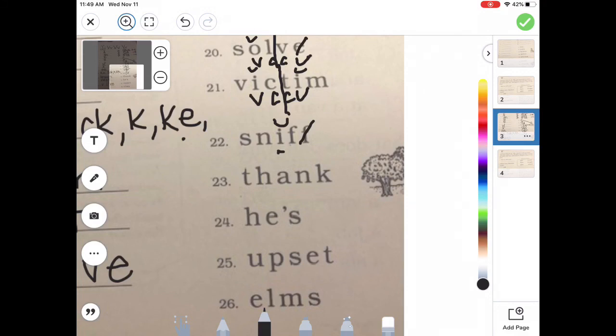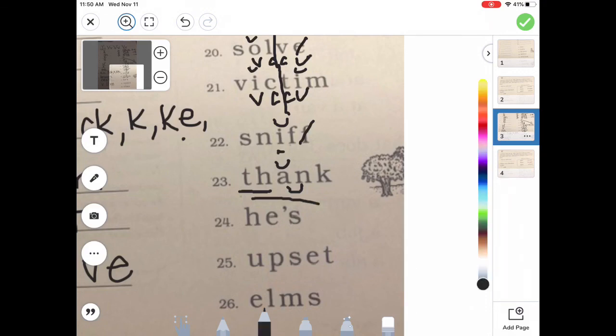All right, let's look at the next one. What do you notice? Well, first, right off the bat, I see that digraph TH, so I need to underline it because I know that goes together and tells me not to try to sound it out, that it says instead. All right, then where's my vowel? That's right, it's the A. It's in front of the consonant, so it's going to be short. So now I have think. So sniff and think.